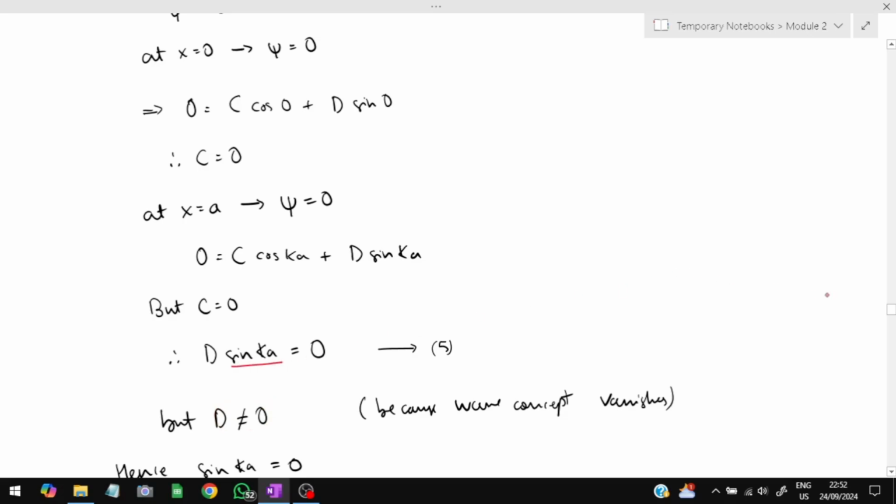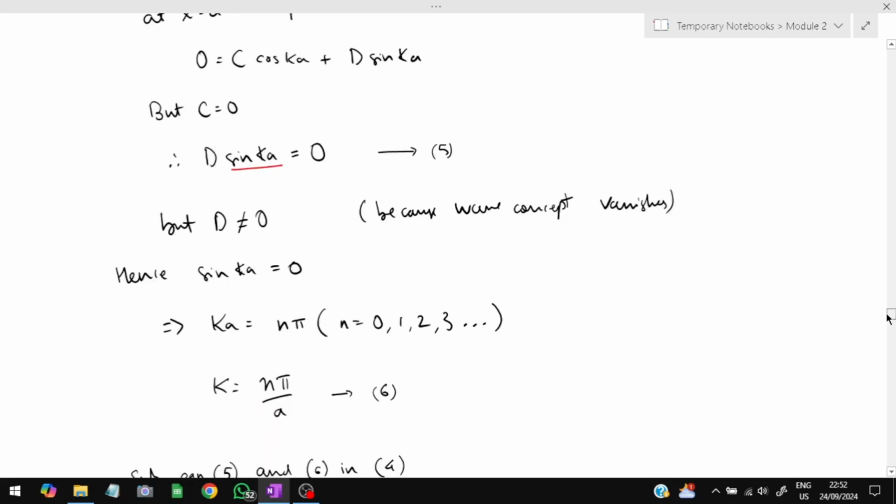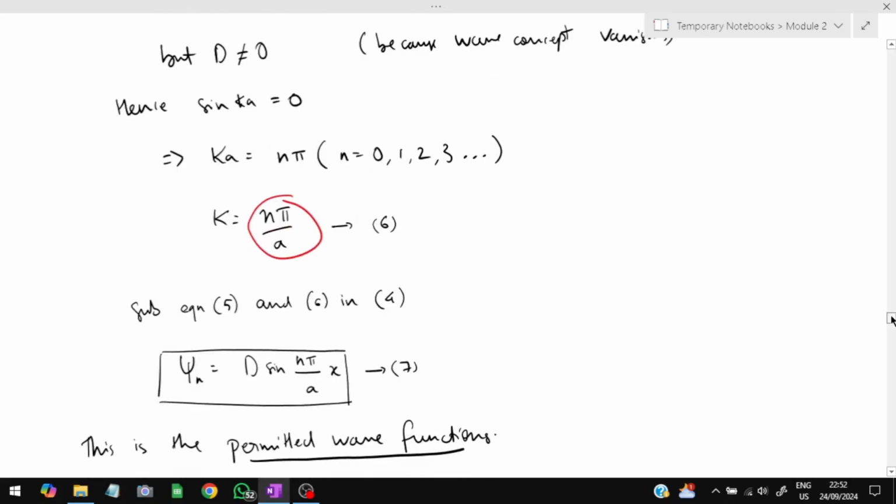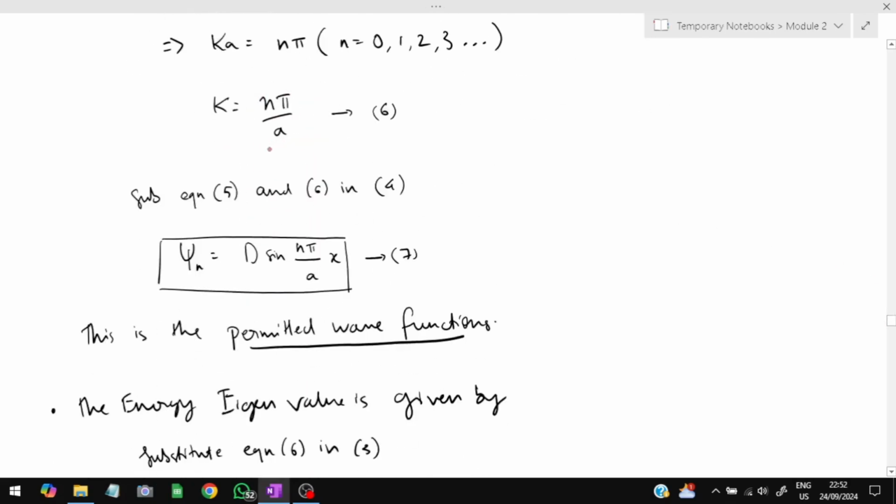Therefore sin ka is equal to 0. If sin ka is equal to 0, k into a is equal to 0, or any other term n pi, because sine of any multiple of pi will be equal to 0. Sine pi is 0, sine 360 is 0, sine 540 is 0, and so on. So n's value can be 0, 1, 2, 3, and so on. So the k value will be written as k is equal to n pi by a, where a is a constant. It is the limit which we are trying to put in the well, right? So x is equal to 0 to a. So that a we are taking it here.